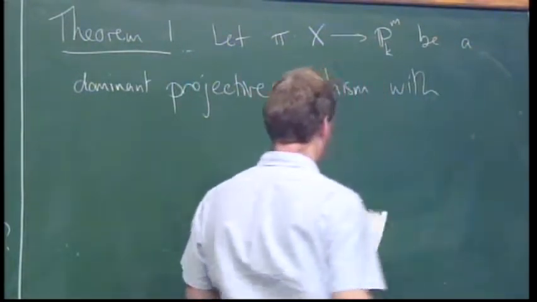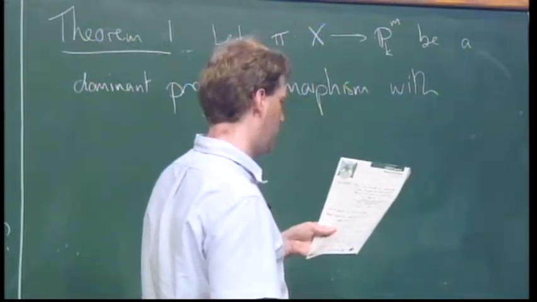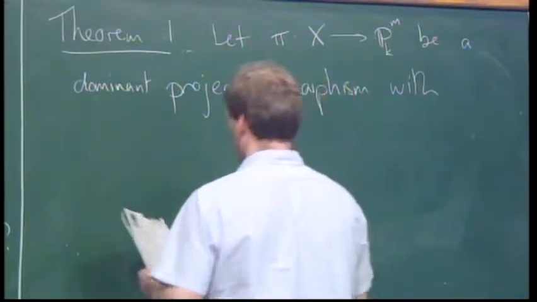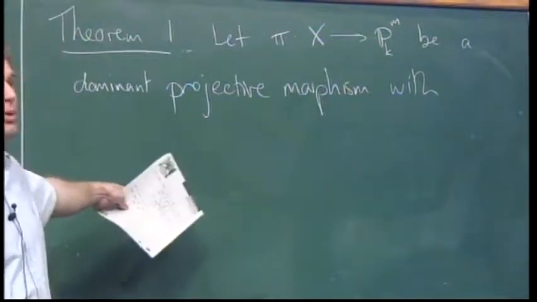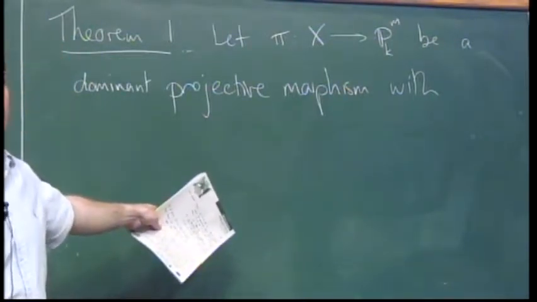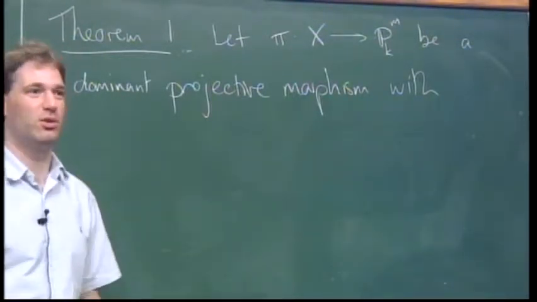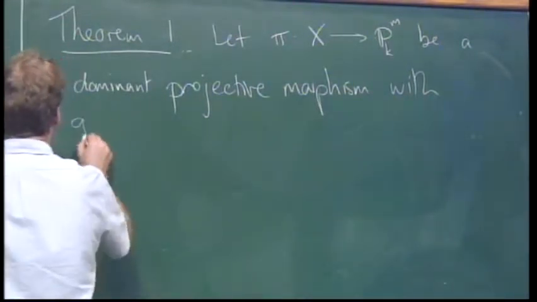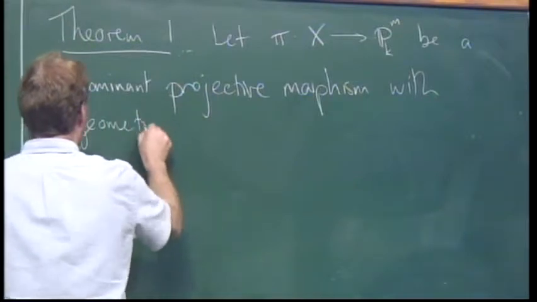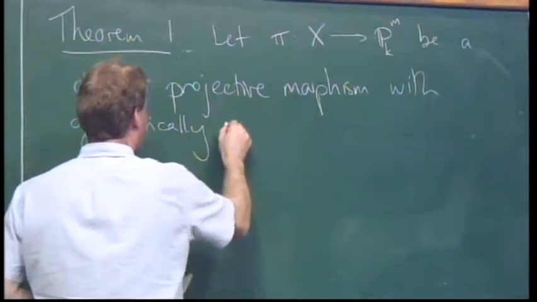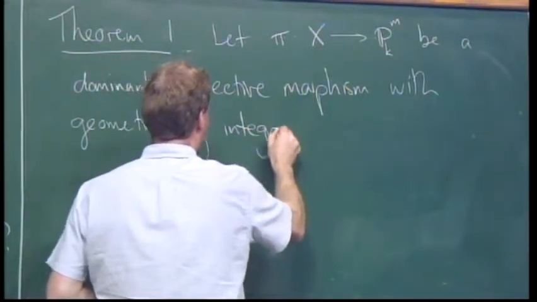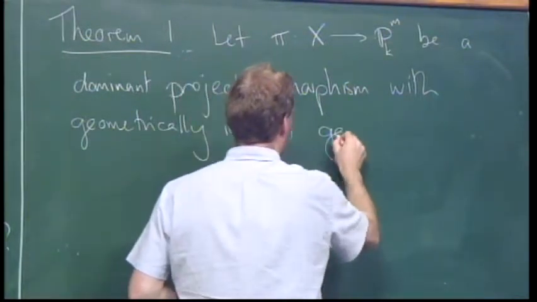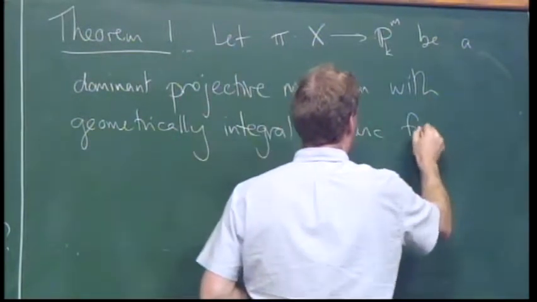And we need to put some conditions on x as well. Oh, no, we don't for this one. All we need to say is that the generic fiber is geometrically integral, which is a reasonable assumption, because we're interested in families of geometrically integral varieties.